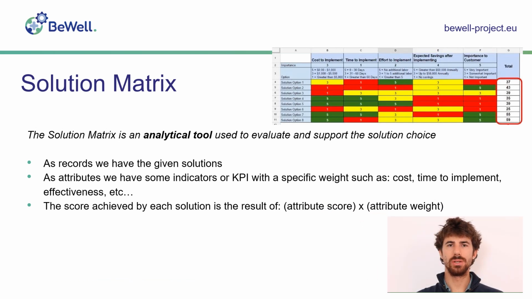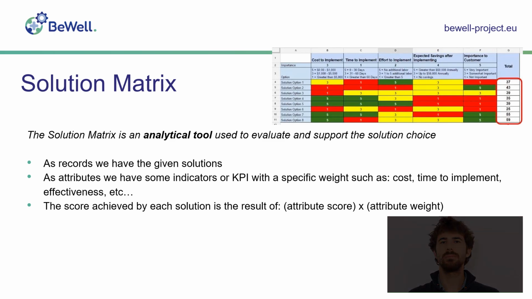Speaking of solutions, the solution matrix is an analytical tool we can use to select and choose the right solution. In the matrix, all the solutions will be listed and scored according to some indicators, such as the duration of the project, the cost, the impact on everyday duties, the managing effort, and so on. Each indicator will have a weight according to our needs. The total score earned by each solution will help us to decide which one to pick.